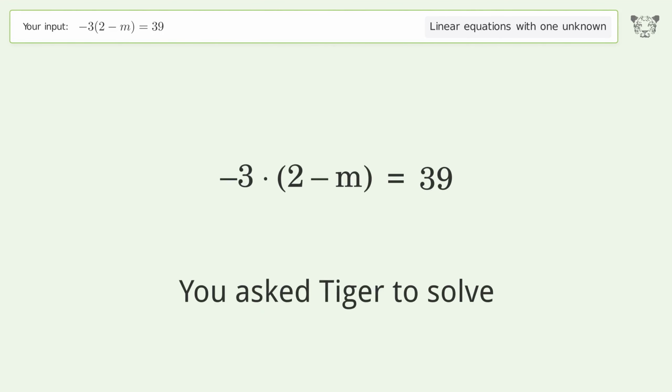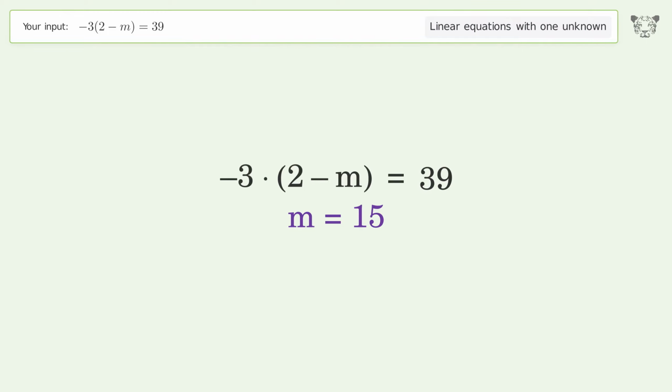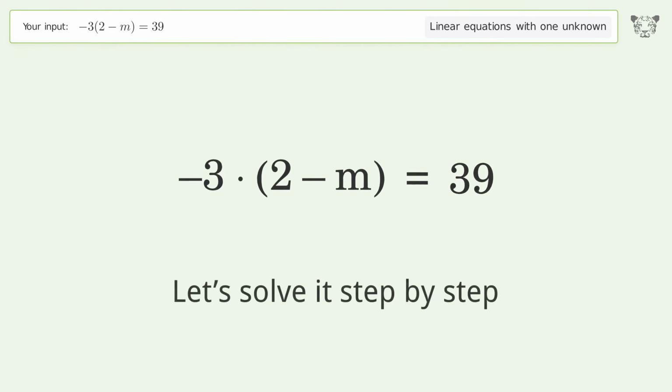You ask Tiger to solve. This deals with linear equations with one unknown. The final result is m equals 15. Let's solve it step by step.